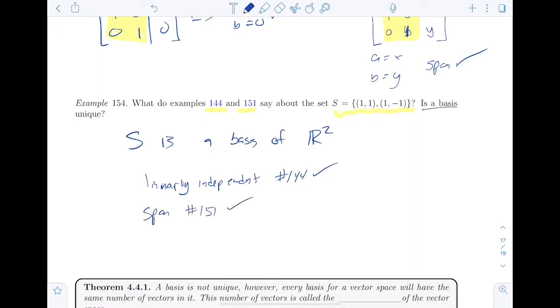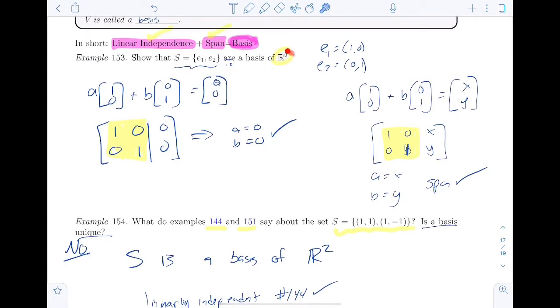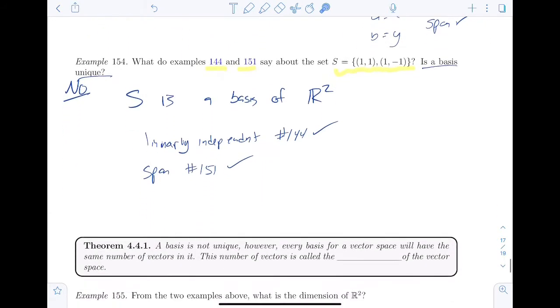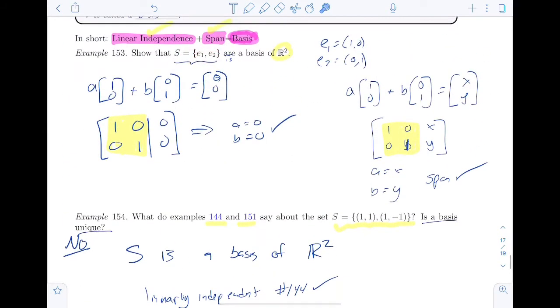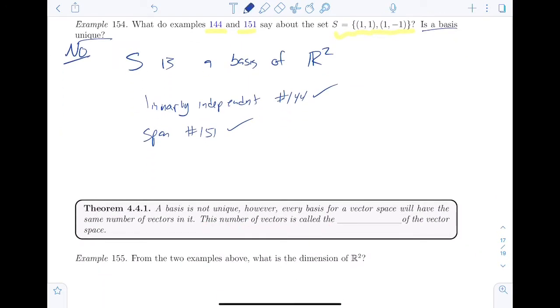Okay, so is a basis unique? And the answer is no. They are not unique, right? Because this thing was a basis of R2 before, and here's another basis of R2. So a basis is not unique. All right, so what does this theorem say? The next theorem says, a basis is not unique. However, every basis for a vector space will have the same number of vectors in it. Okay, so see that? This has 2 vectors for R2 and 2 vectors for R2. The number of vectors is called the dimension of the vector space.